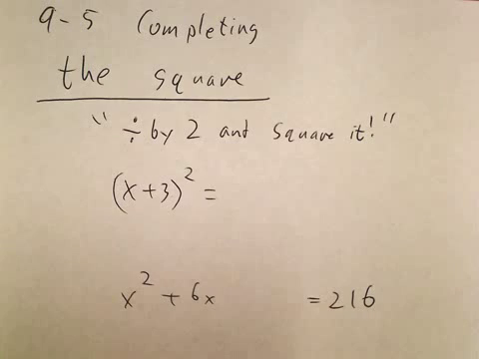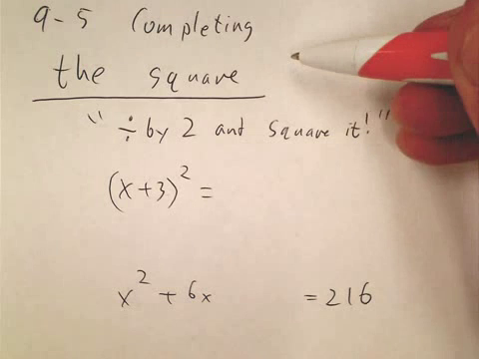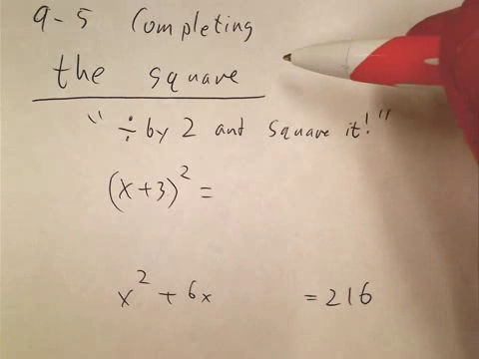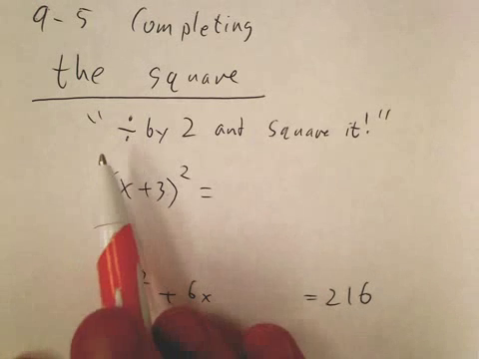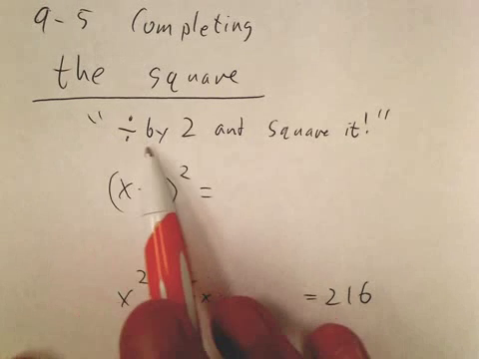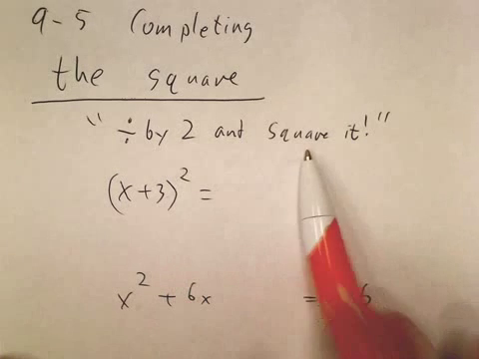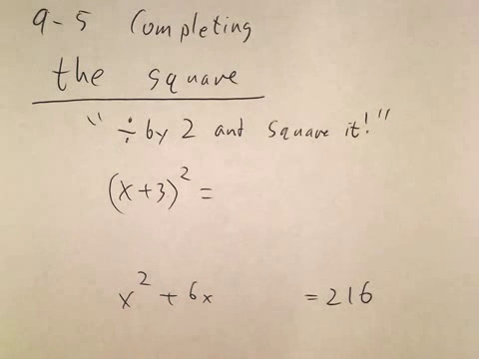Okay, we're on section 9.5. This is called completing the square. This is going to be one of those sections where you're going to be mad at me at the end, but we got to do it. So, the phrase that I'm going to use a lot is "divide by 2 and square it." So if that's written down there, that will help you out in general.